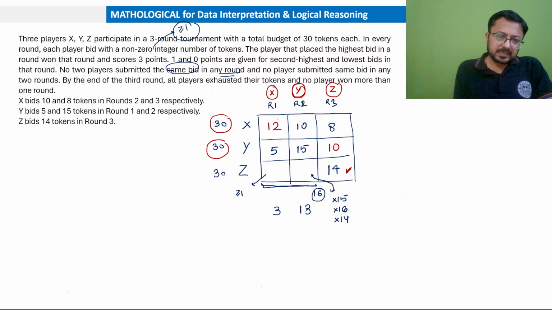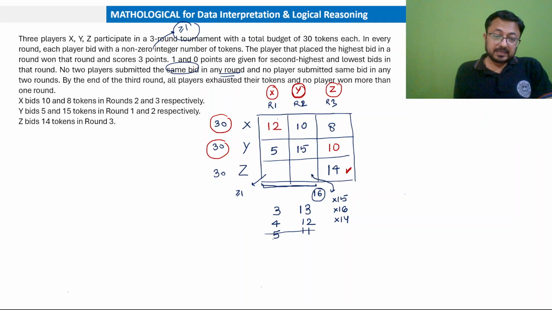Next value क्या हो सकता है? 3 13 के बाद में this could be 4 and 12. 4 in round 1 and 12 in round 2. Okay. Next could be 5 and 11, but is that possible? That will not be possible because in this case, Y has already bid 5 tokens in round 1. So Z cannot bid 5 tokens because all bids are distinct in a particular round. Okay, so 5 and 11 is not possible.